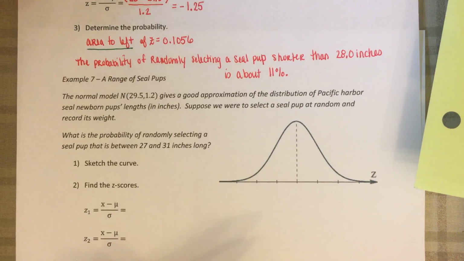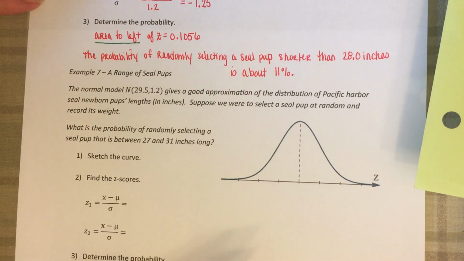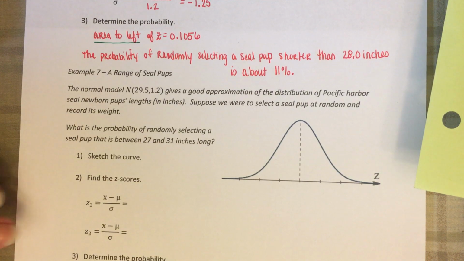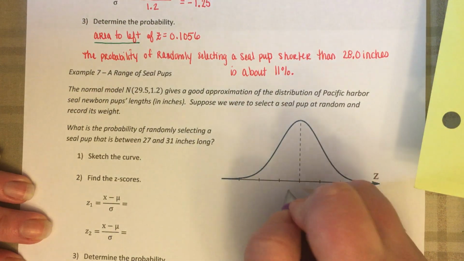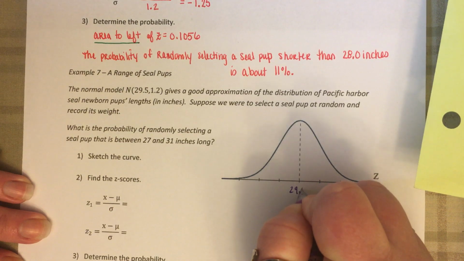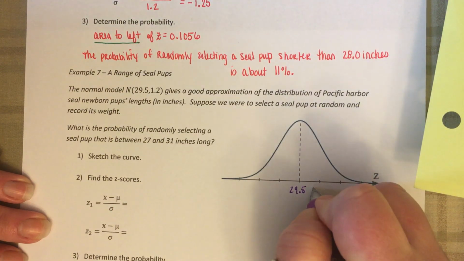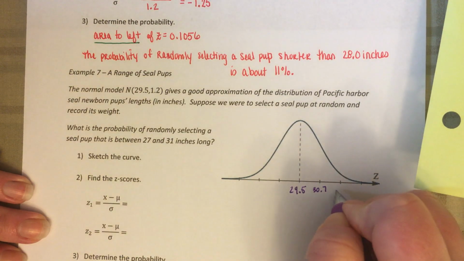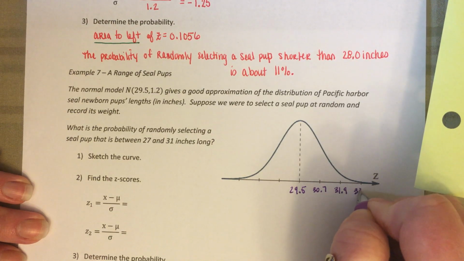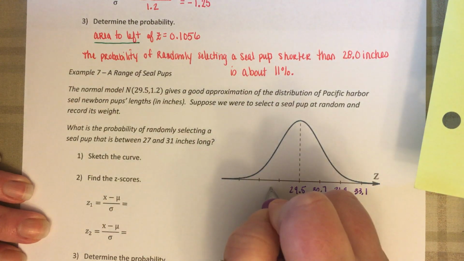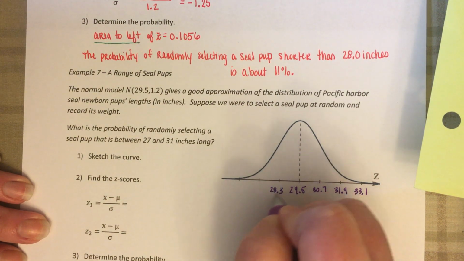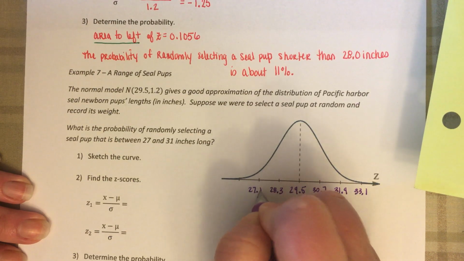All right, example 7 that we have below, we're starting off with our same model. So I'm going to start by labeling my curve just as I did in the one above. Our mean is still 29.5 inches. As we label our standard deviations going to the right, we're adding 1.2 between each of our values. Then as we're labeling our standard deviations going to the left, we're subtracting 1.2 from each of our different values.